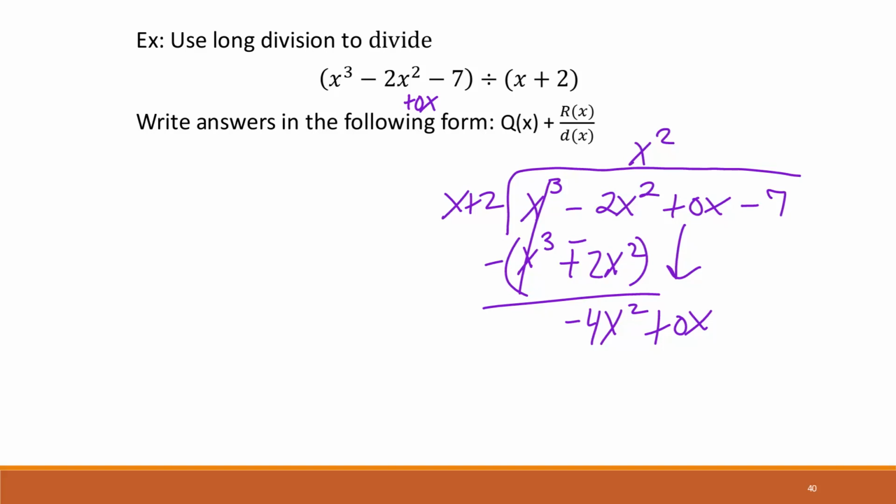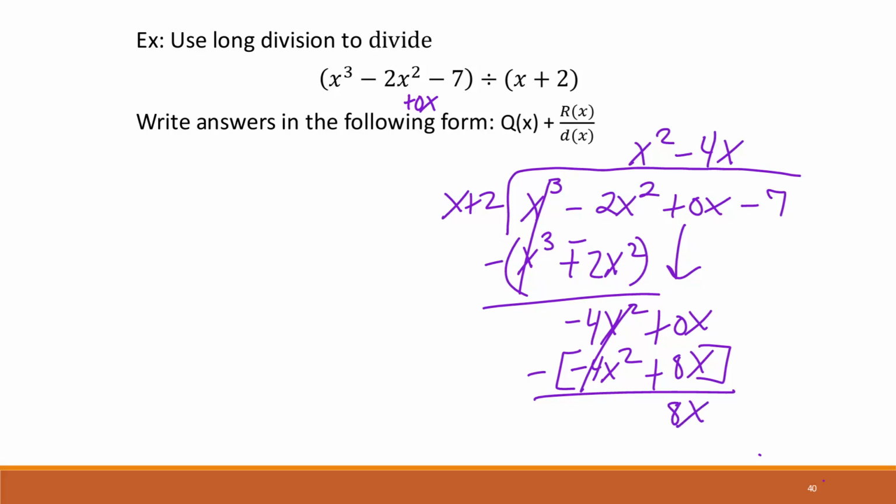So to get negative 4x squared, we need to multiply by a negative 4x. So negative 4x times x gives me a negative 4x squared. Negative 4x times positive 2 gives me a negative 8x. This is being subtracted. So those cancel. A negative and a negative makes a positive. So this is 8x. So then I'm going to bring down my negative 7.